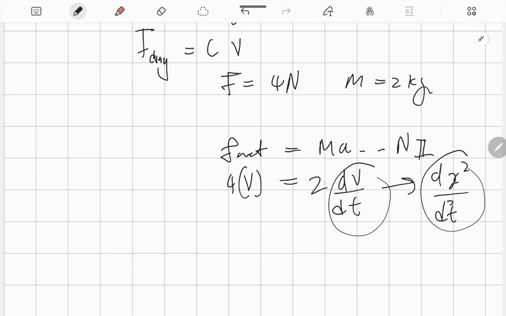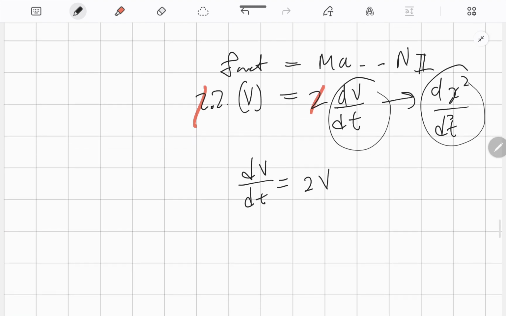Then my dV dt is equal to, if I write this 2 as 2 by 2, then I get the privilege of just cancelling like that. And then now I have dV is equal to 2V, right? Now it looks like that.